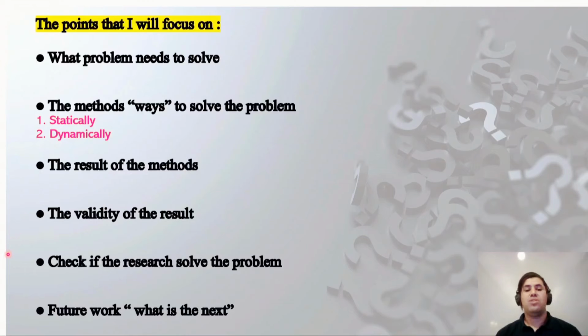Check if the research solved the problem. The research solved the problem by giving an effective strategy to make IT projects successful by ensuring good software quality, like maintainable software quality, testing it, and delivering it on time.